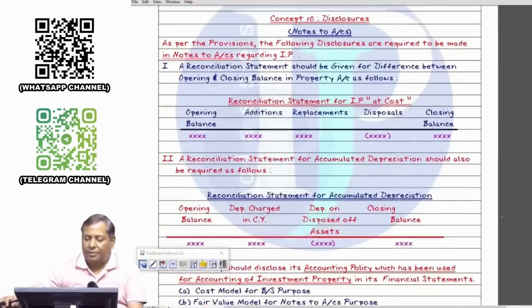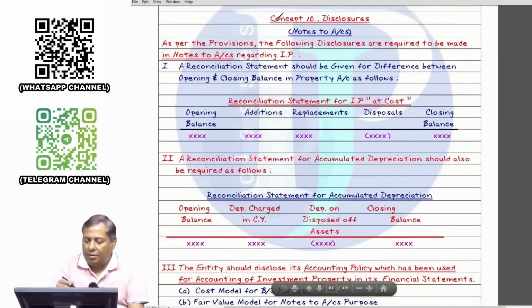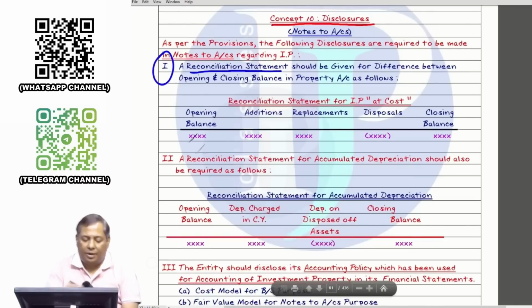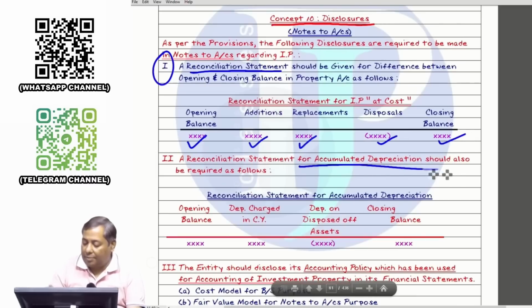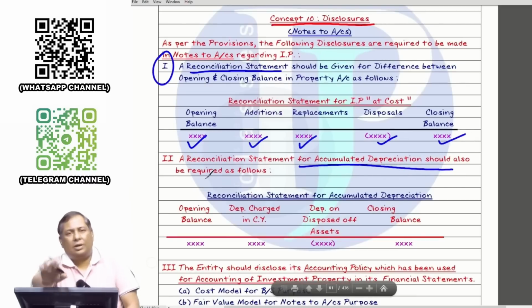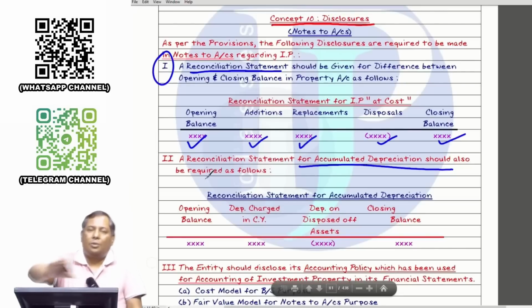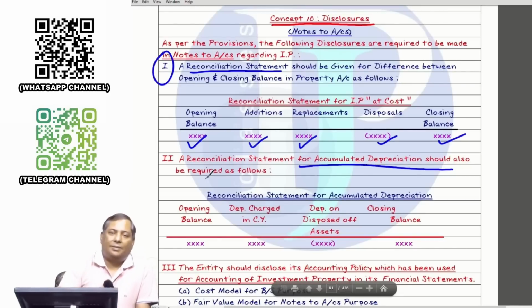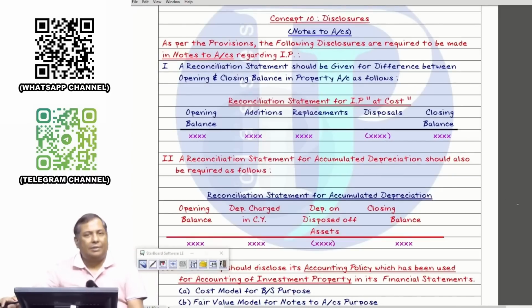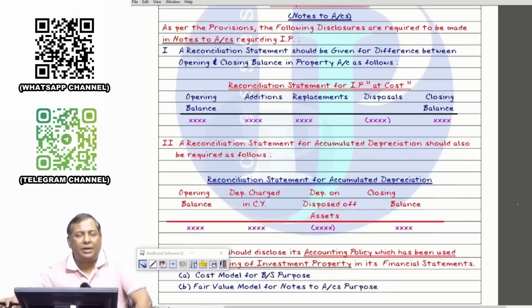Then the disclosures come in concept number 10. The first thing you have to give in disclosure is a reconciliation statement: the opening balance of investment property, purchase value, replacements, sales, closing balance. You have to revise depreciation, reconciliation and disclosure. There's nothing much to explain. Mention the accounting policy. Disclosure is something you read yourself and self-refer. They are not going to be in the paper anyway. These are just for understanding.